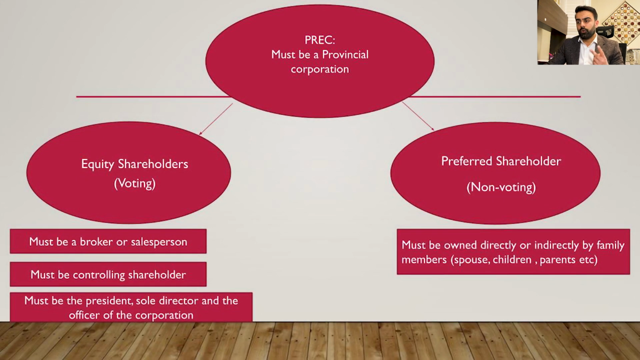So you have 2 classes of shareholders, just like any business. Number 1 is the equity shareholders. Number 2 is preferred shareholders, which is the non-voting. The voting shareholders must be the salesperson, which is the broker of record. He or she must be the controlling shareholder, and they must be the president or the sole director of the corporation. So these are some of the conditions that you want to make sure your PREC is complying to.